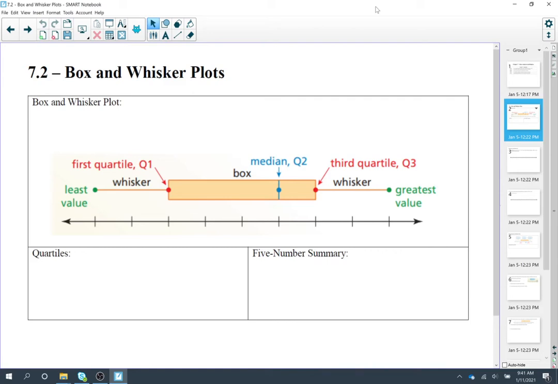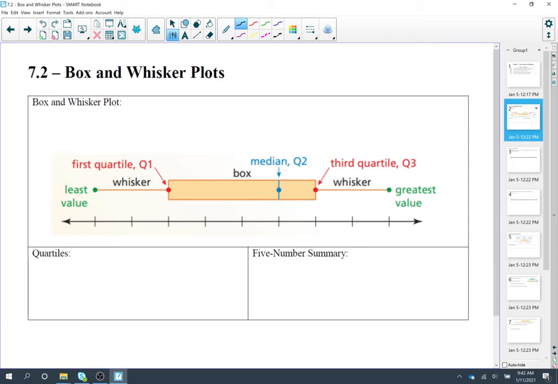7.2, box and whisker plots. So first of all, a box and whisker plot, as you can see from the image there, that's what one looks like. And the reason we call it a box and whisker plot is because the middle section is composed of a box, and then the two end sections are composed of whiskers.